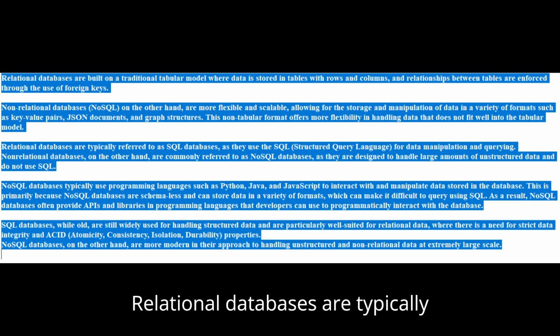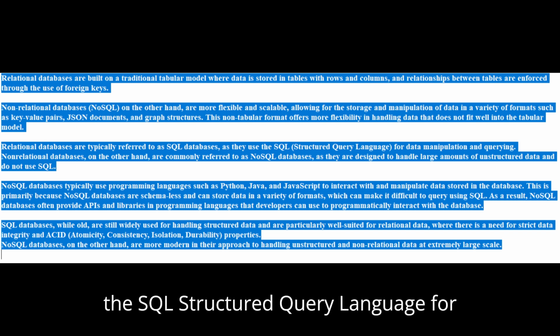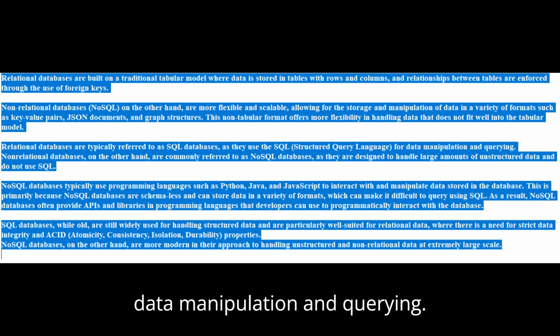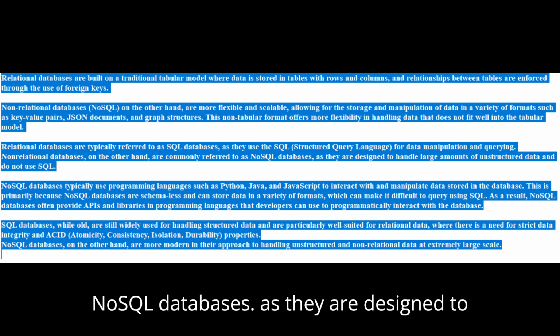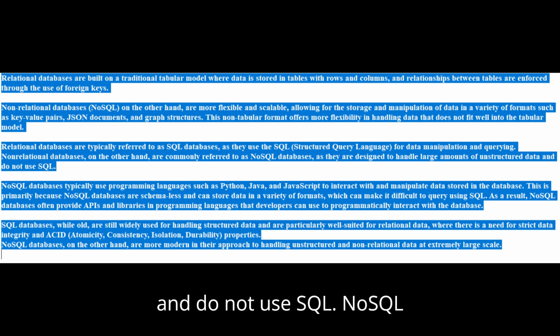Relational databases are typically referred to as SQL databases as they use SQL, structured query language, for data manipulation and querying. Non-relational databases, on the other hand, are commonly referred to as NoSQL databases, as they are designed to handle large amounts of unstructured data and do not use SQL.